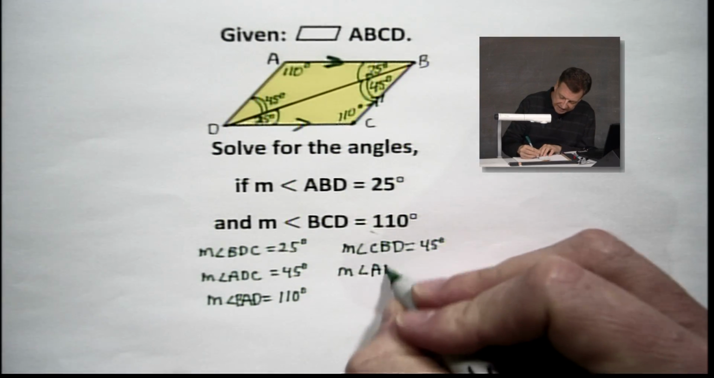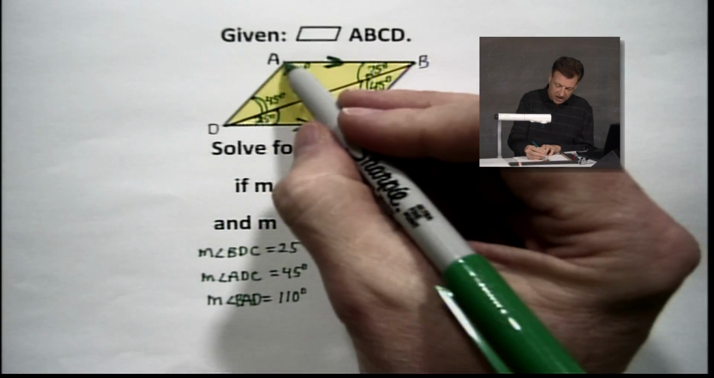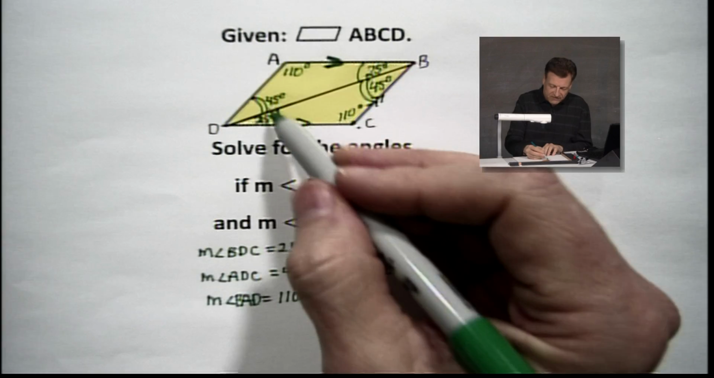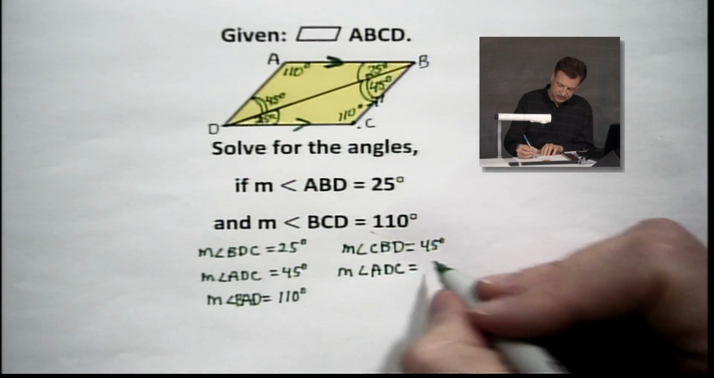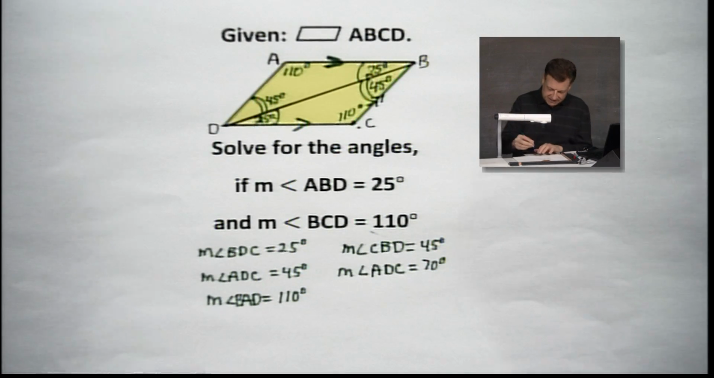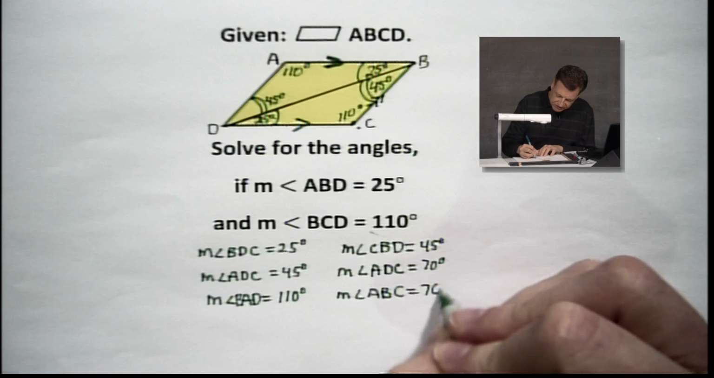Angle ADC. There we go. AD coming back to C. I got 70 degrees because I've got 45 plus 25. So there's 70 degrees right there. While we're at it, the measure of angle ABC equals 70 degrees.